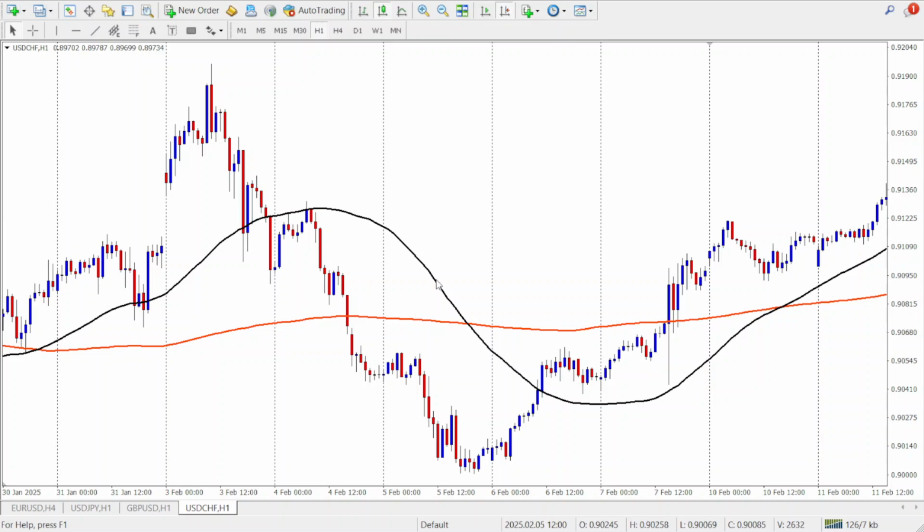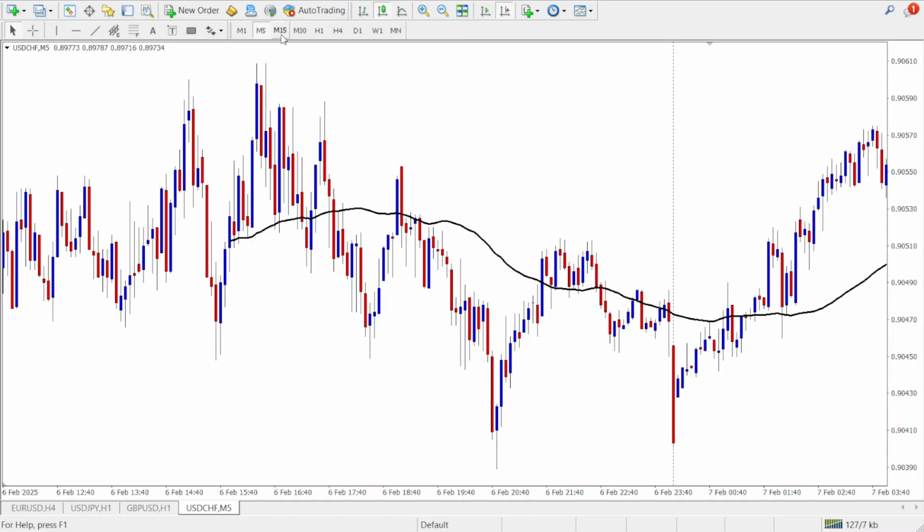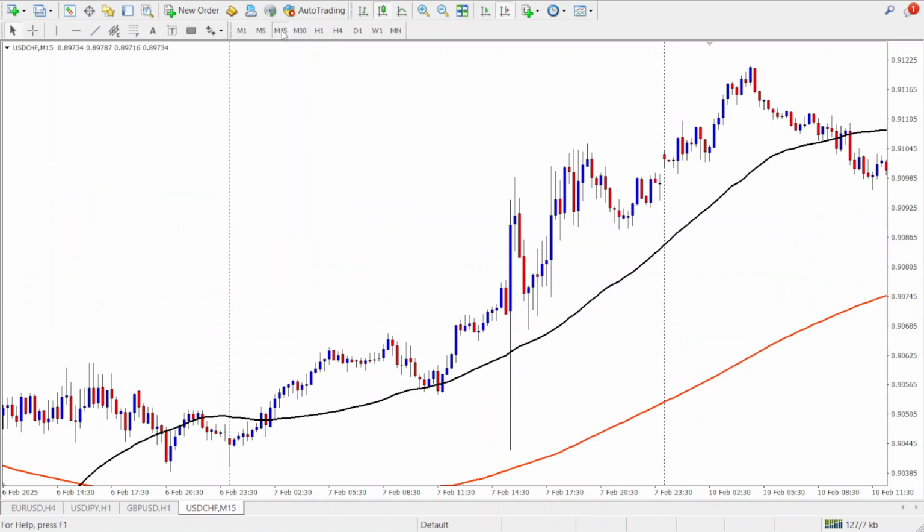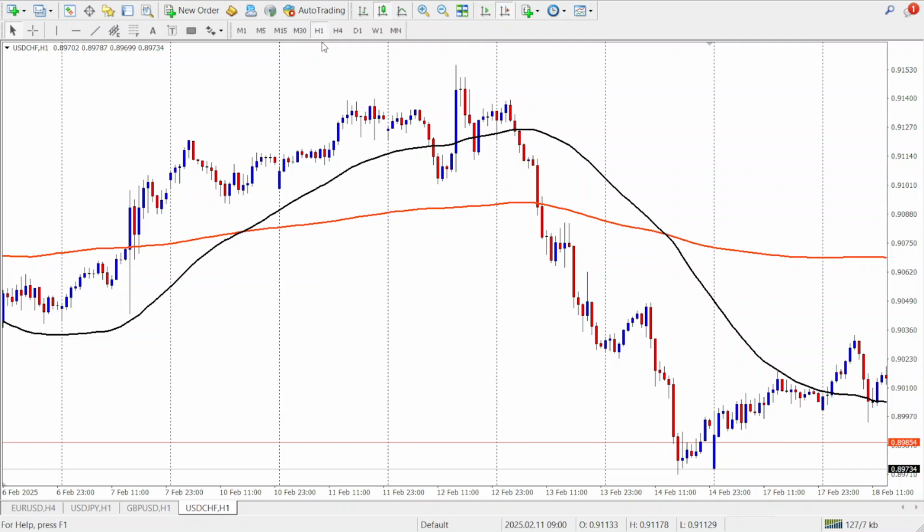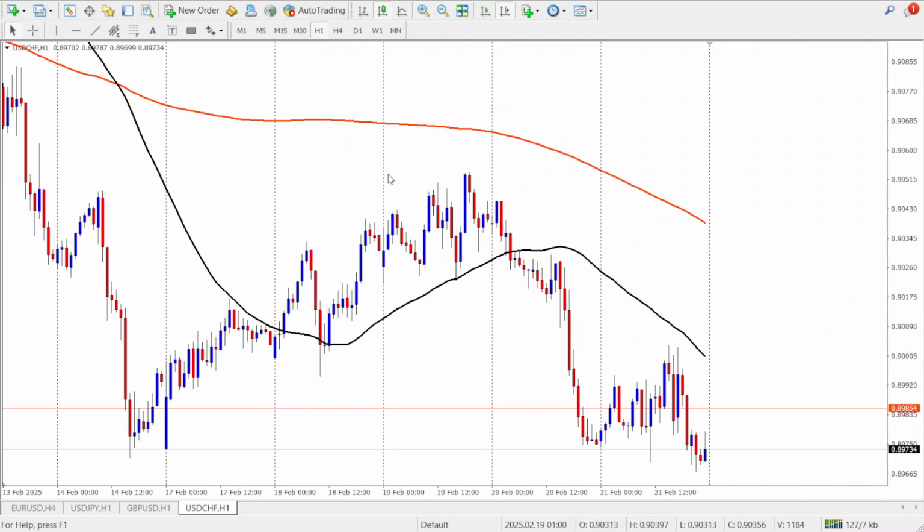First of all, use multiple time frames. Okay, don't just rely on one time frame. For example, you can use the 5-minute chart for entries, the 15-minute chart for confirmations, and the 1-hour chart to get a broader picture of the trend.